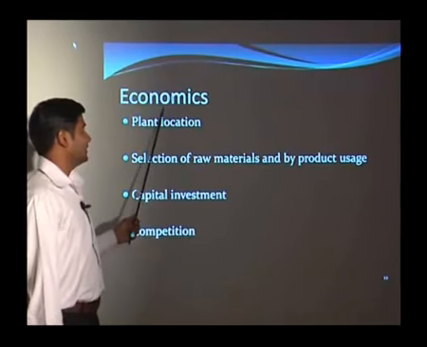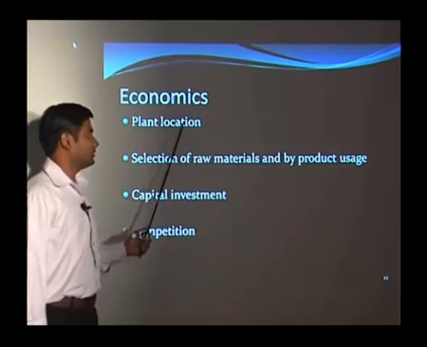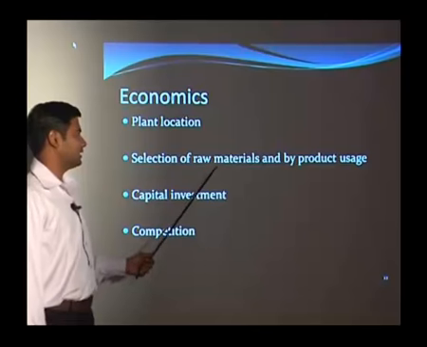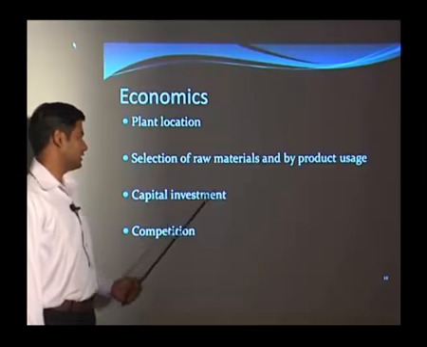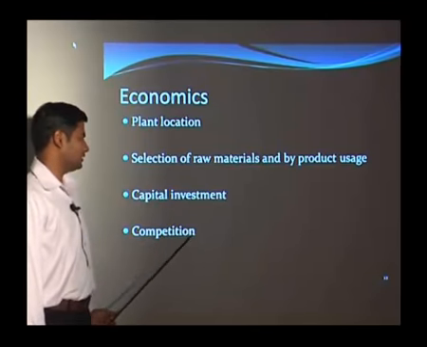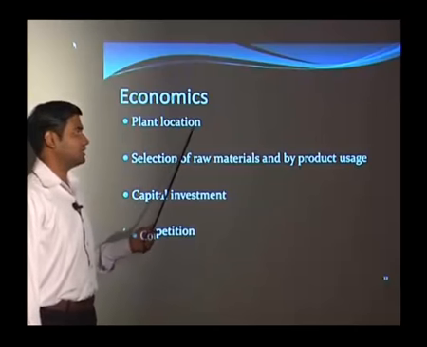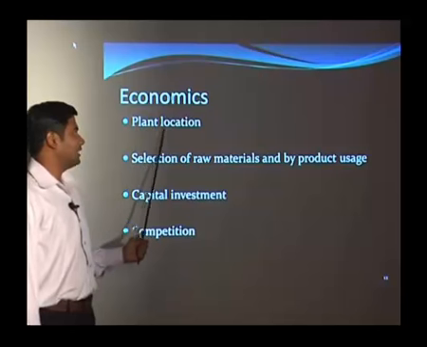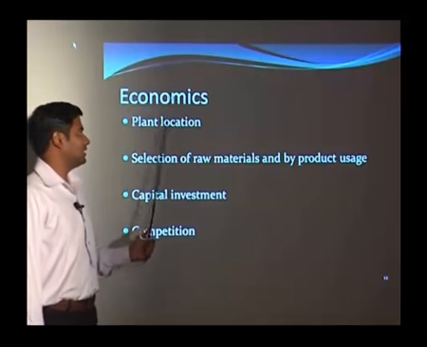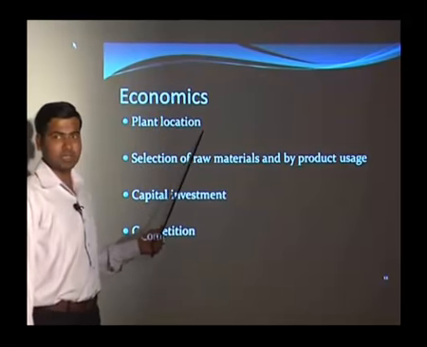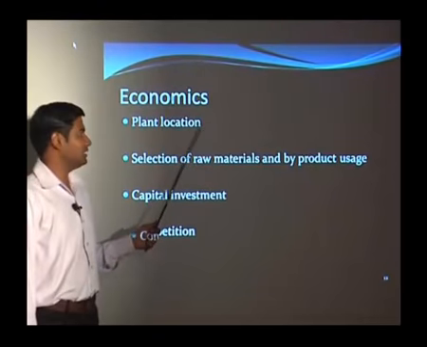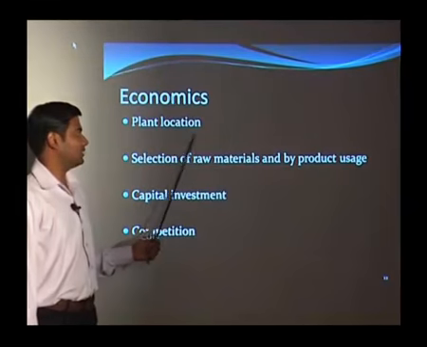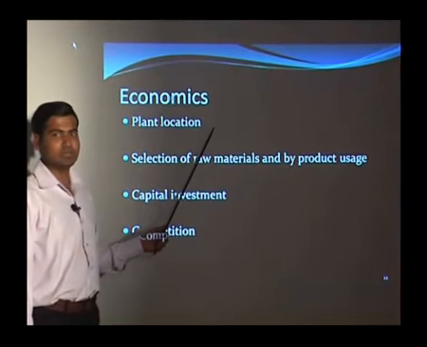The next topic is the economics. In economics, we have to consider things like the plant location, the selection of raw materials and byproduct uses, the capital investment, and the competition. In phosphorus production, the plant location is not an important thing, because a lot of money is always consumed in the electric furnace design. So the plant location and other things become negligible in this case.